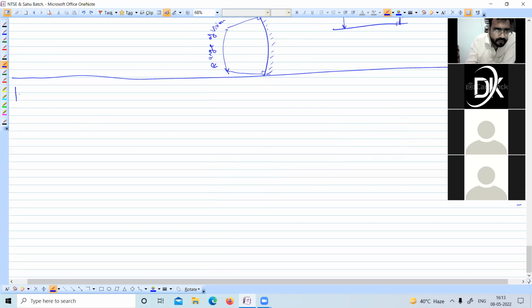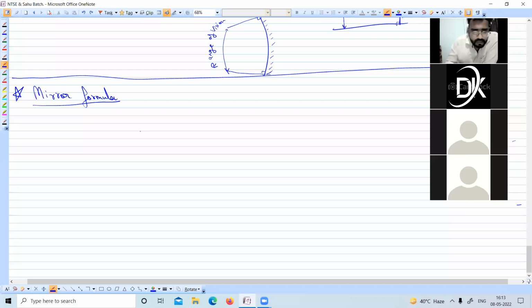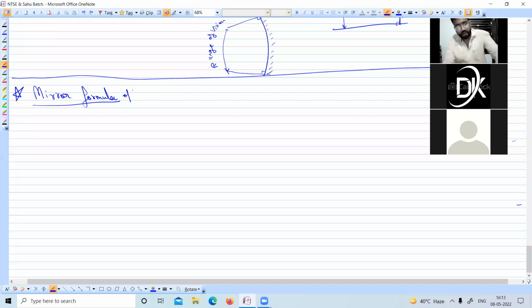And the next part is the mirror formula. This is the mirror formula for all the mirrors. It means this is applicable for the plane mirror also, convex mirror also, concave mirror also. Any random position of the object you can take. You are independent, and this is the mirror formula. It is applicable in all the mirrors, not in a special case.